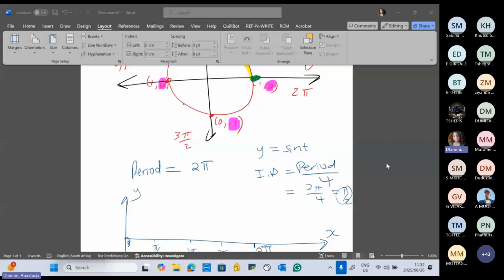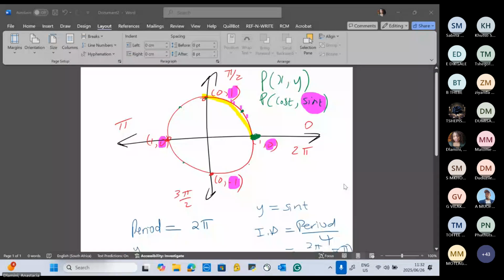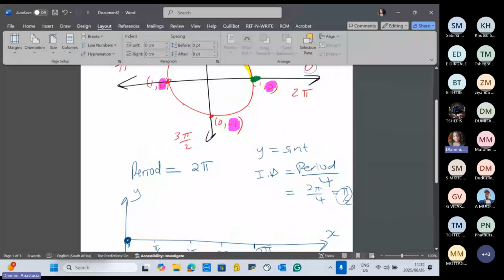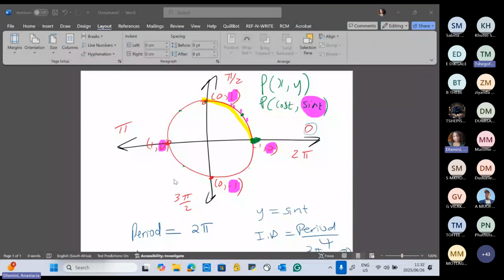Now, let's go back to our unit circle. At 0, what is the value of y at 0? It's 0. So meaning that we are here, right? Now, at pi over 2, what is the value of y there? Look at pi over 2. It's 1. So meaning that it will be here.